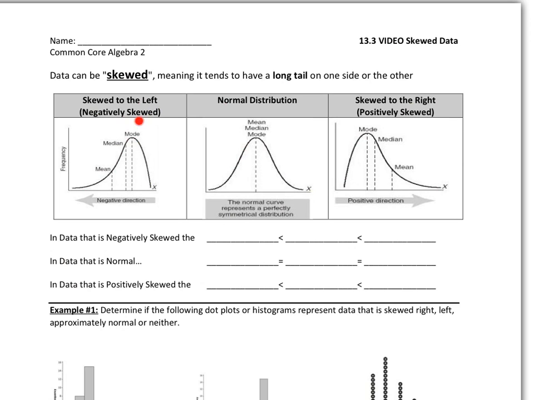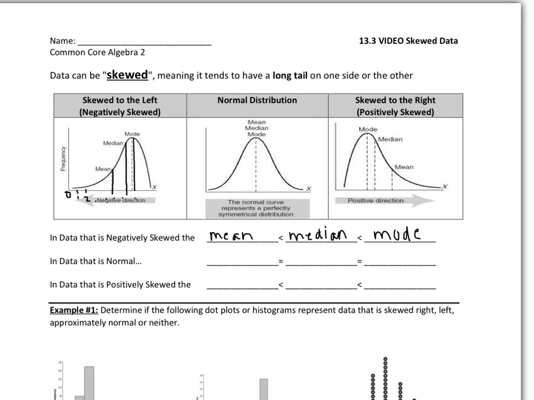Here, data that is negatively skewed. Here is the frequency up here on the y-axis, and on the x-axis, starting at 0, so if I put 0 here, it would be 0, 1, 2, and so on and so on. So the mean would actually be the smallest, then the median, then the mode. So that's what we're going to put in here, that the mean is the smallest, so it's less than the median, which is less than the mode.